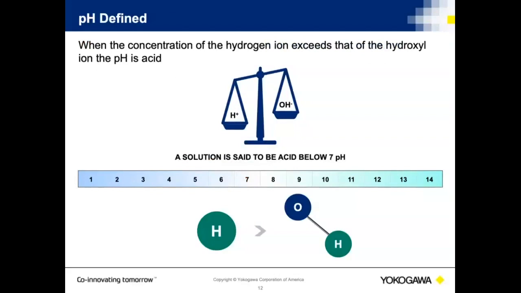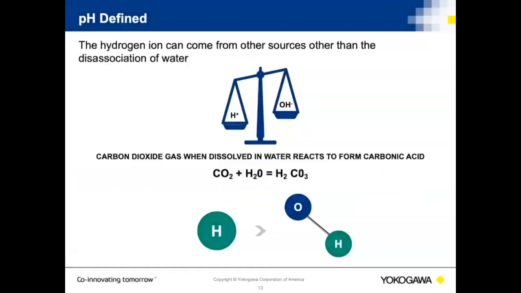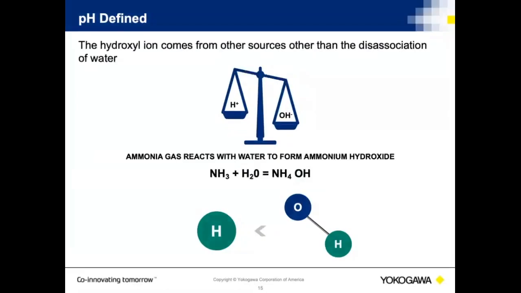If we have more hydrogen ions present, the solution is going acidic, such as carbon dioxide, which when dissolved into water forms carbonic acid. If we go the other direction, with more OH ions present, the solution is said to be basic, above 7 pH. An example would be ammonia gas reacting with water to form ammonium hydroxide.